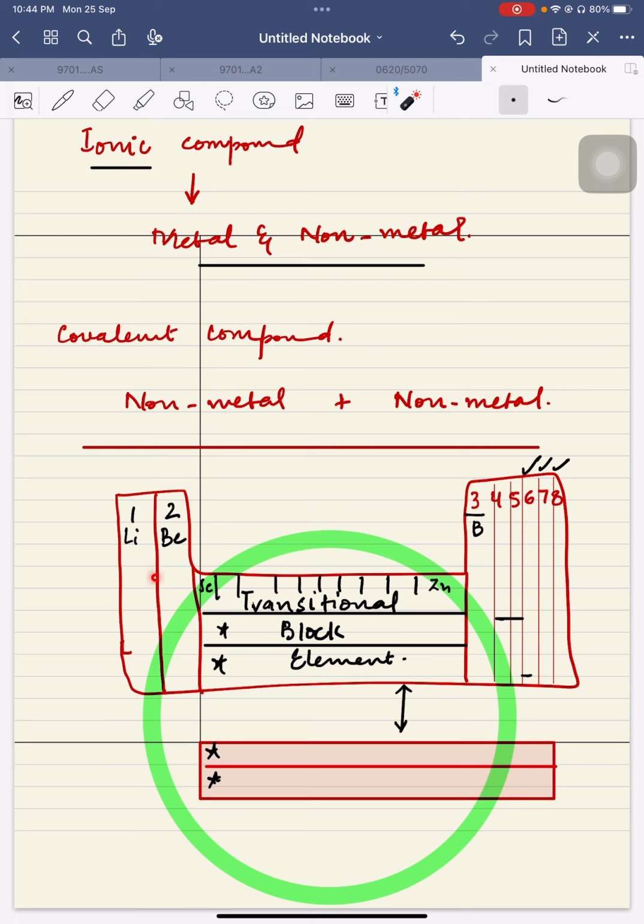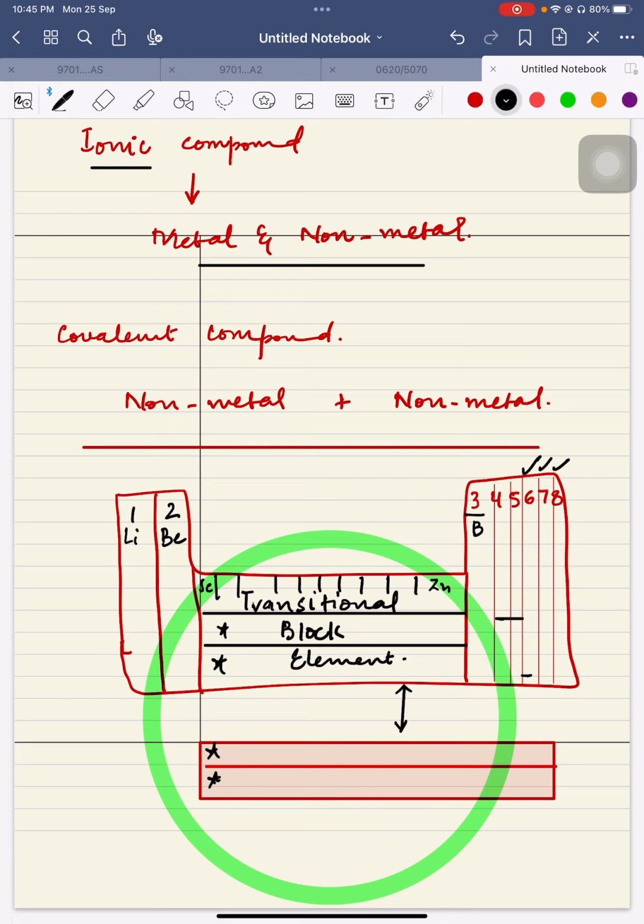So when there is a combination of a metal and a non-metal, then it is called an ionic compound. Whereas when there is a combination of non-metals and non-metals, then it is called a covalent compound. Transition block elements, whether they are from this current block or from these extensions, are called metals.